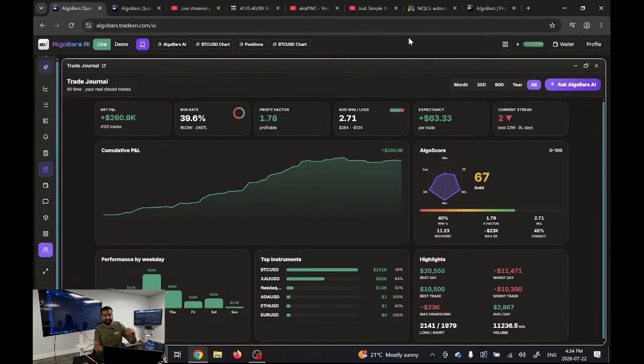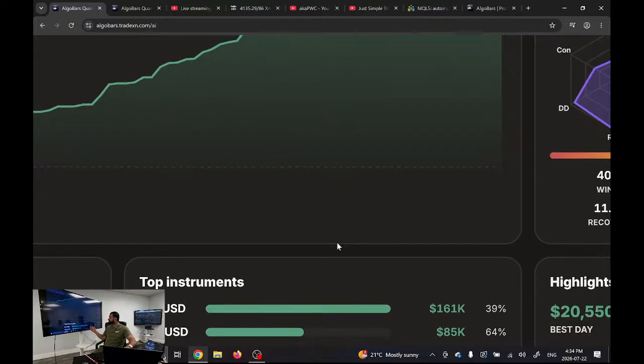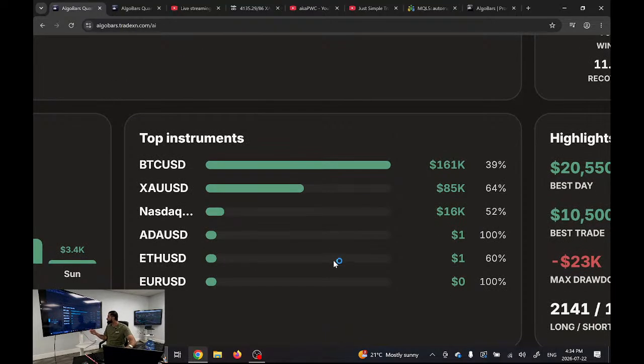Next, Trade Journal. Trade Journal, there's some places that charge up to $200 a month for Trade Journal. Look, you get a full Trade Journal completely for free, okay? It can analyze your trades. It can show you your top instruments. You guys can see right here. Let me just scroll down.